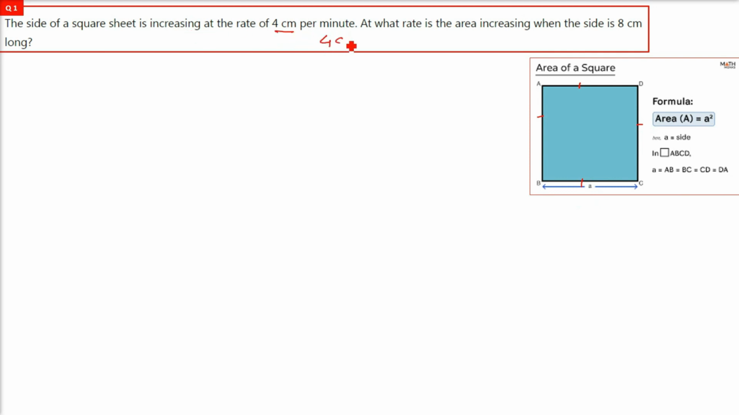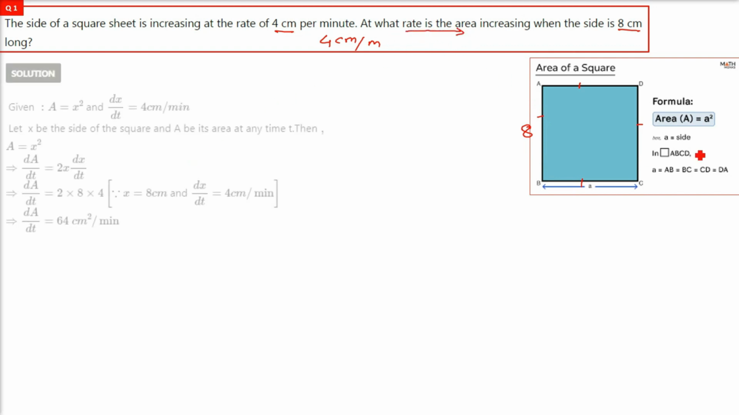Rate is always, when it is not given, with respect to time. The denominator will always be time. At what rate is the area increasing when the side is 8 cm long? So there is a rate of increasing, there is a rate of decreasing. That rate, the increase with respect to time, we have to find out. So the formula we already have. The question is also saying area increasing, that we need to find out.